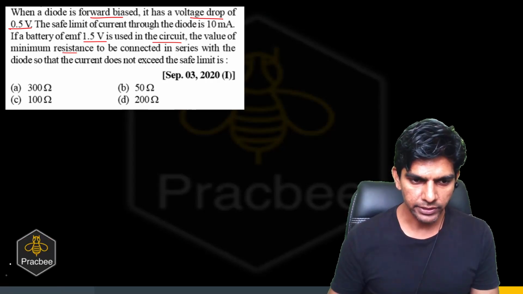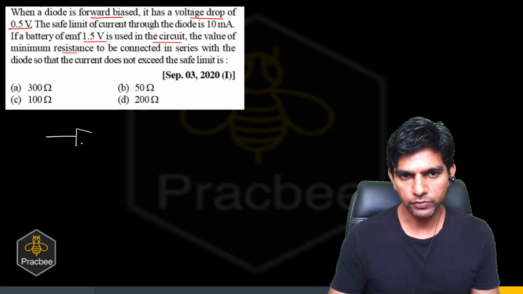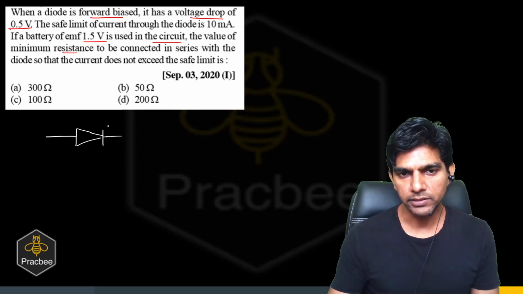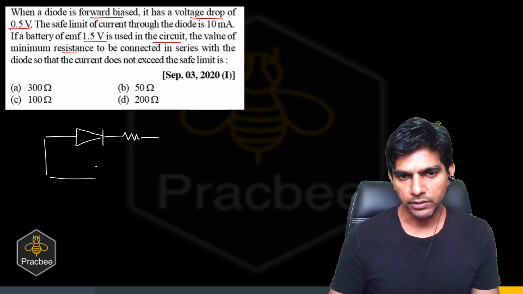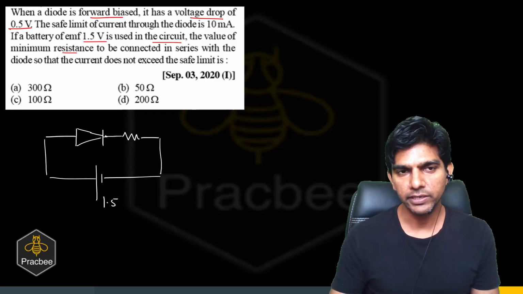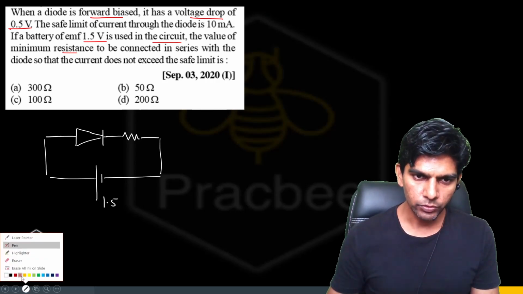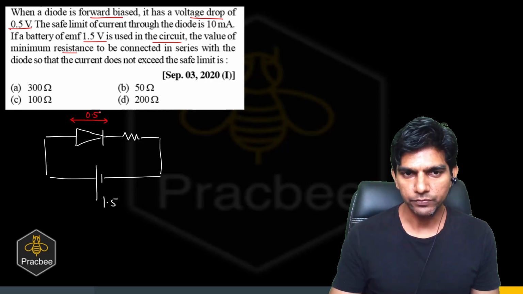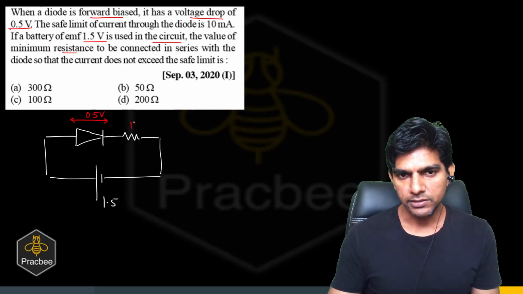Okay, let me draw the circuit here. So we have a diode in forward biased mode. It means the P side is connected to the high potential and N side to the low potential. And we have connected this diode in series with a resistor, and there is a battery of voltage 1.5 volts, and we need to find the value of the resistance so that the current in the circuit does not exceed 10 milliampere. We are also given that when this diode is conducting, there is a potential drop of 0.5 volt across it. And let us say this is R.